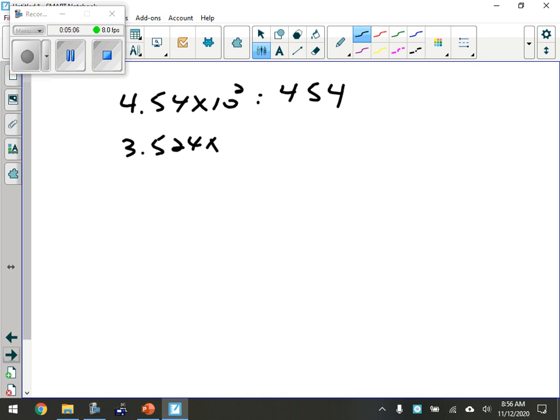3.524 times 10 to the negative 1 should be what? Let's see, is that right? Yeah. 0.3524. We're going to move it 1 place to the left, of course, because it's a negative 1.